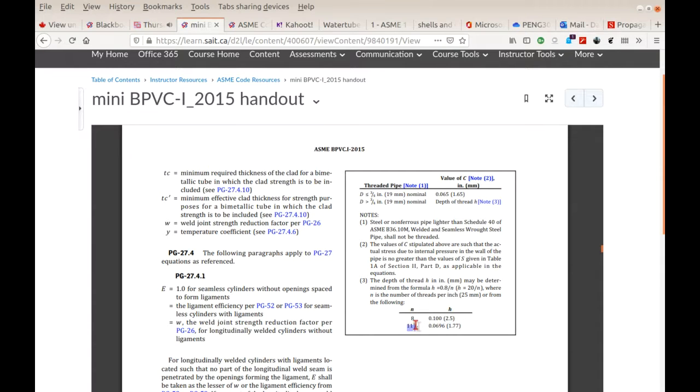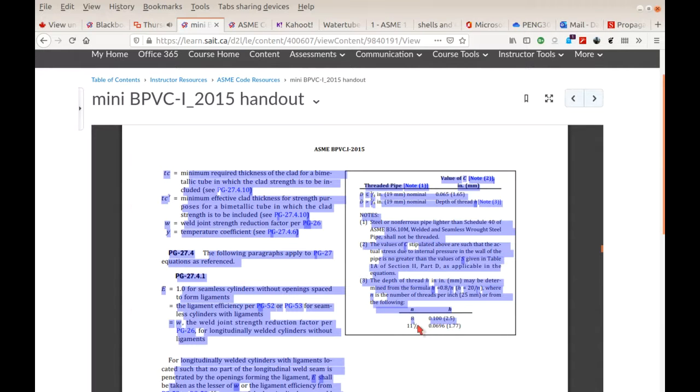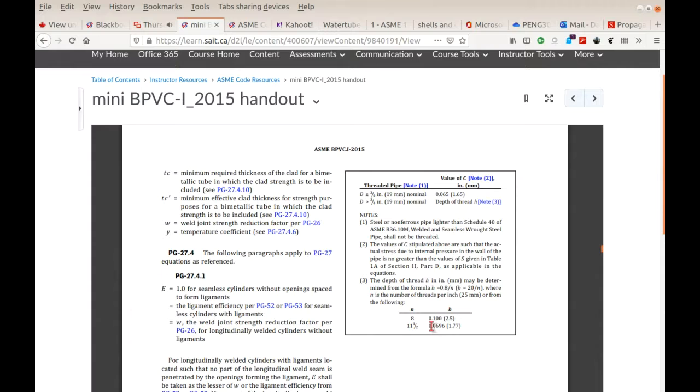Now, once you get to, I can't remember what NPS size, you end up with 11.5 threads per inch. But at a particular pipe size, you get to 11.5 threads per inch, and with 11.5 threads per inch, C is 1.77. This used to be really, really complicated. ASME has really simplified this. So let's put it this way. Number 1, C is corrosion. And if the question doesn't say corrosion allowance, C is equal to 0.